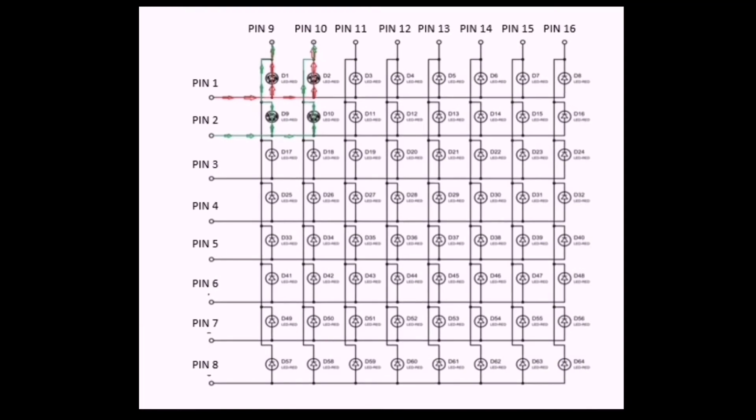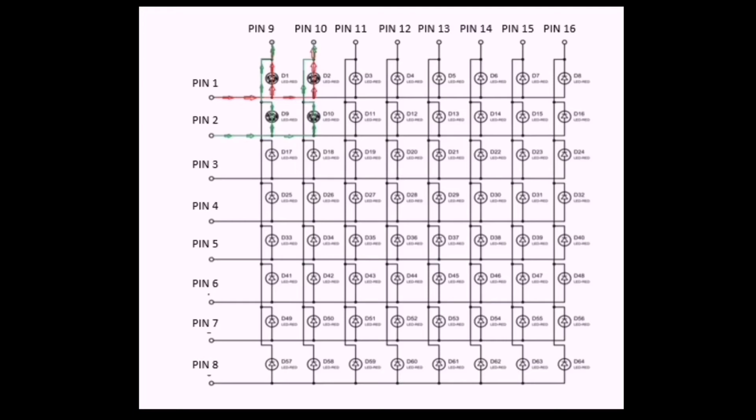But this leads to a problem. For example, if we want to simultaneously light up both LEDs D1 and D10, in this case, we will have to provide positive 3 volts to terminal 1, that's pin 1 and pin 2, and ground the pins 9 and 10. But doing this will instinctively turn on the LEDs D2 and D9, which was not desired. So, in order to avoid this problem, we are introducing multiplexing.